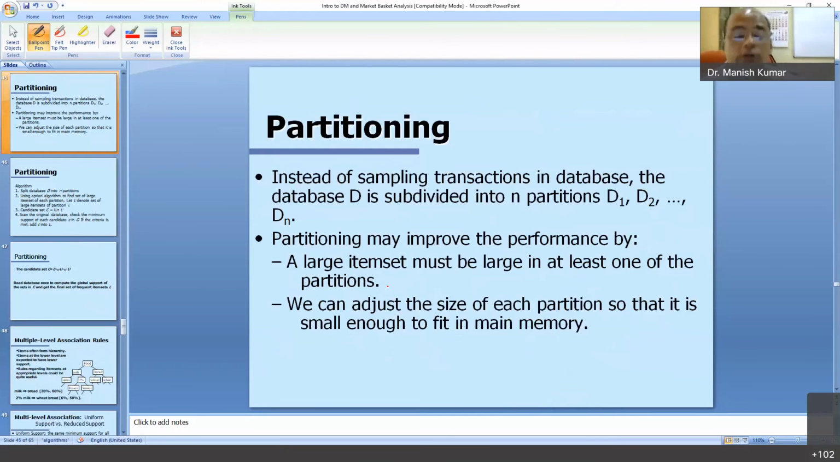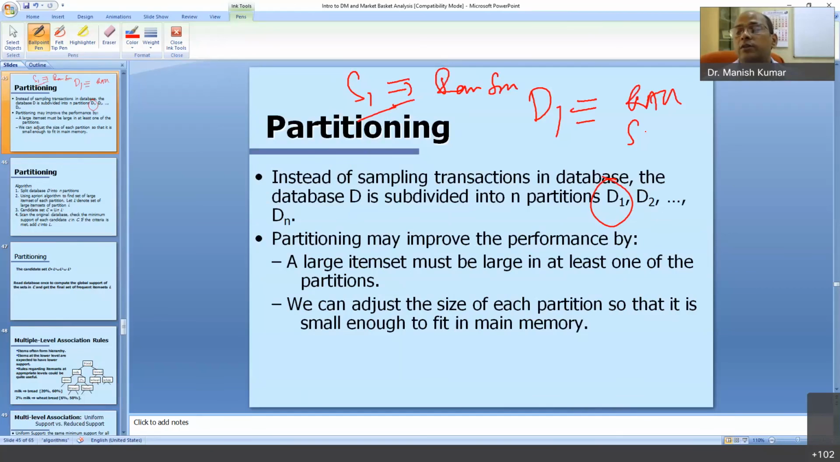Next is partitioning. I think partitioning is very simple: you partition the data into n parts, and you go for applying the a priori in one go. The only thing is, in case of both sampling and partitioning, if you are going for D1 or S1 sampling, this needs to be equivalent to the RAM size. RAM size means memory size. The reason is very simple: I want to process the a priori in one go, so it should be equivalent to the memory size. So that is what we do.